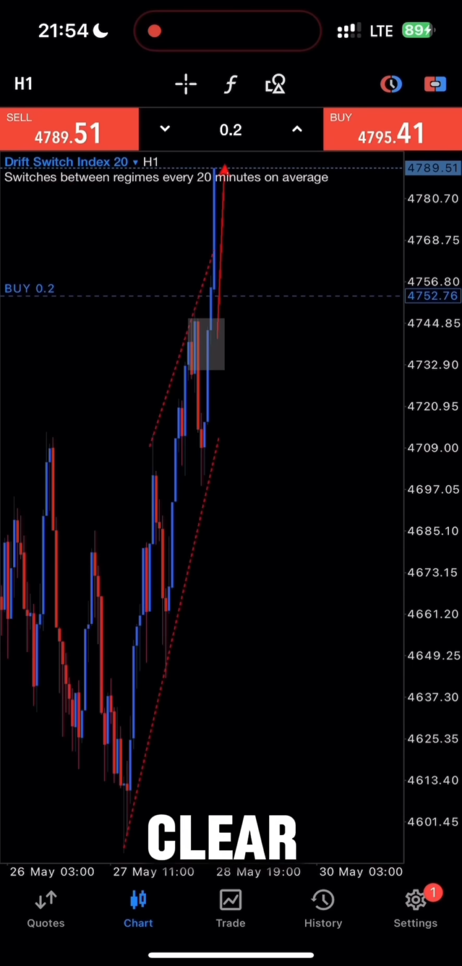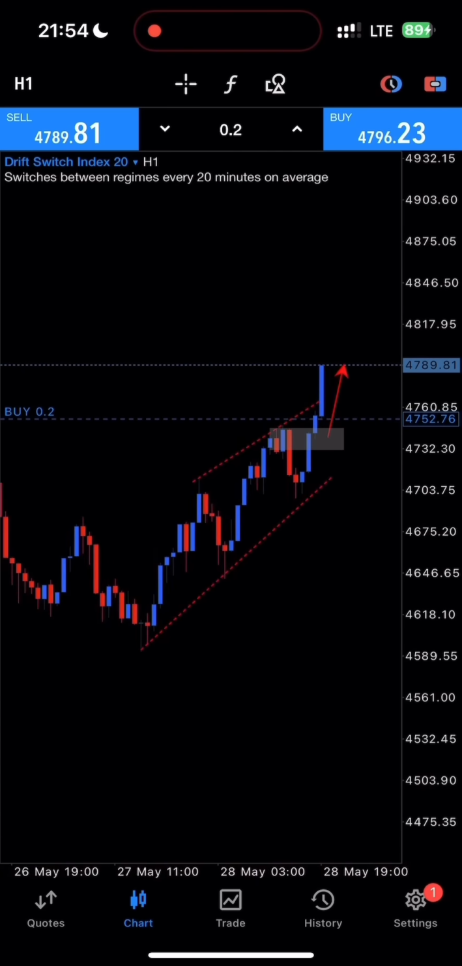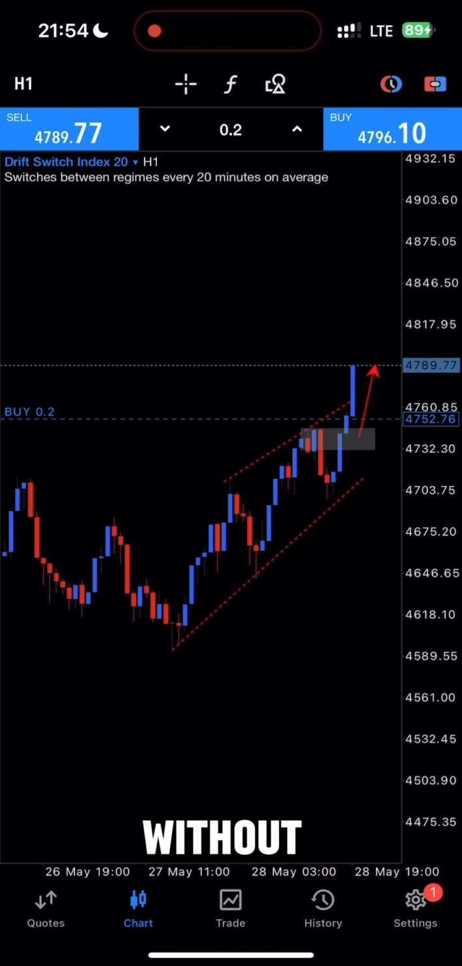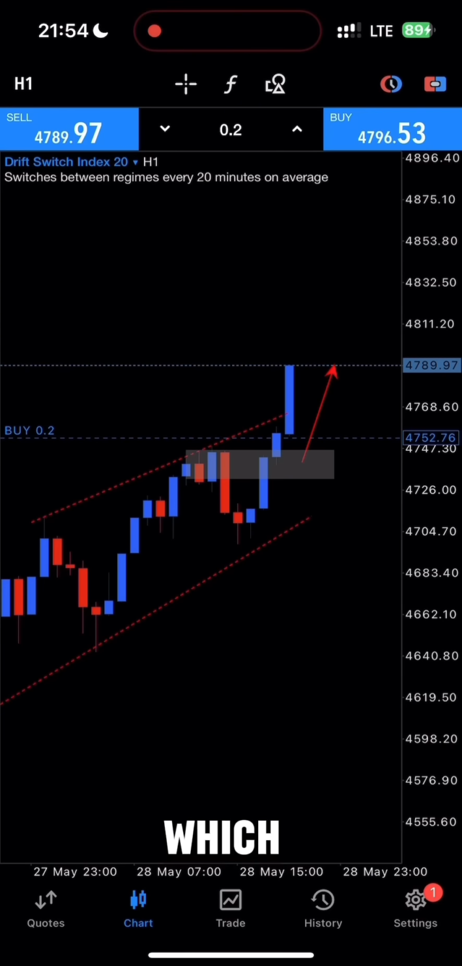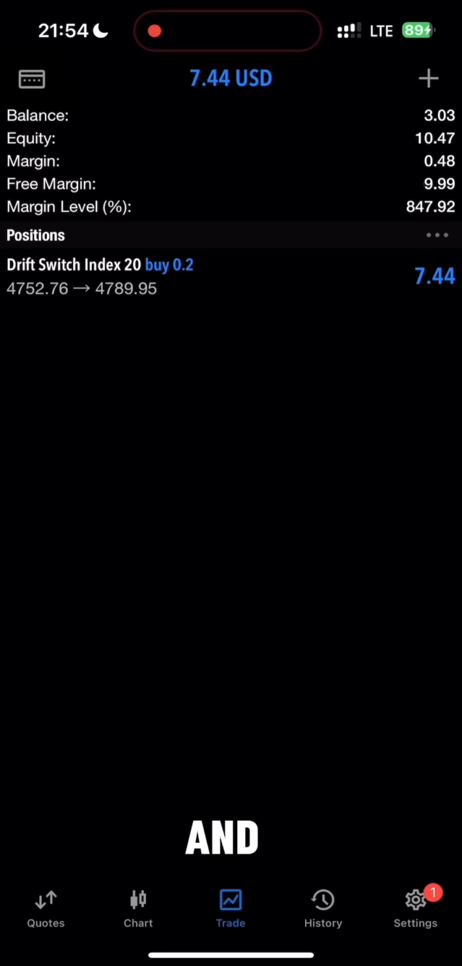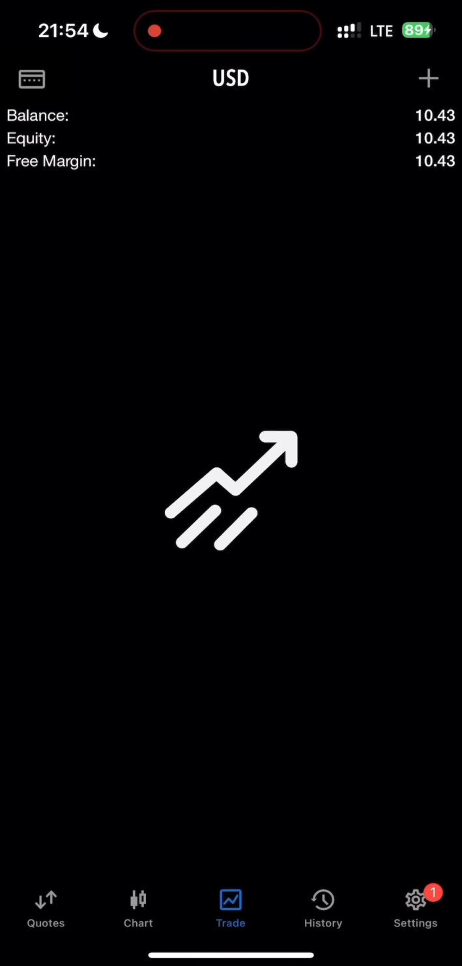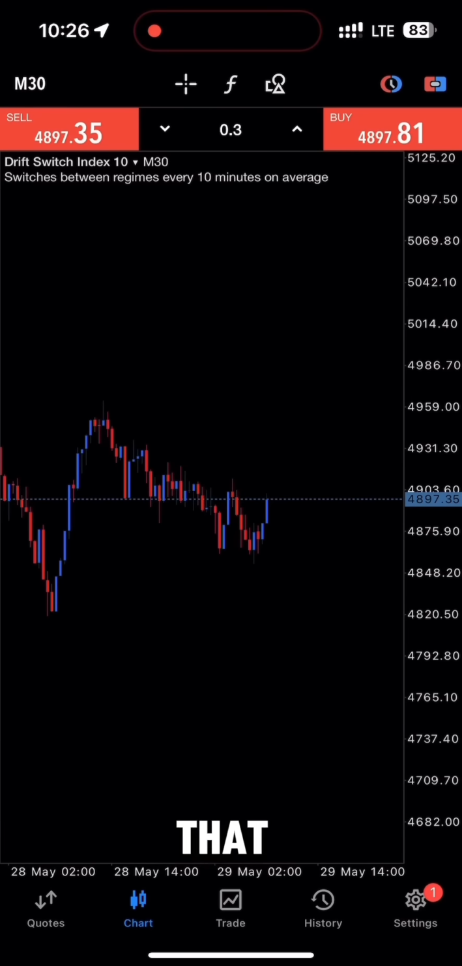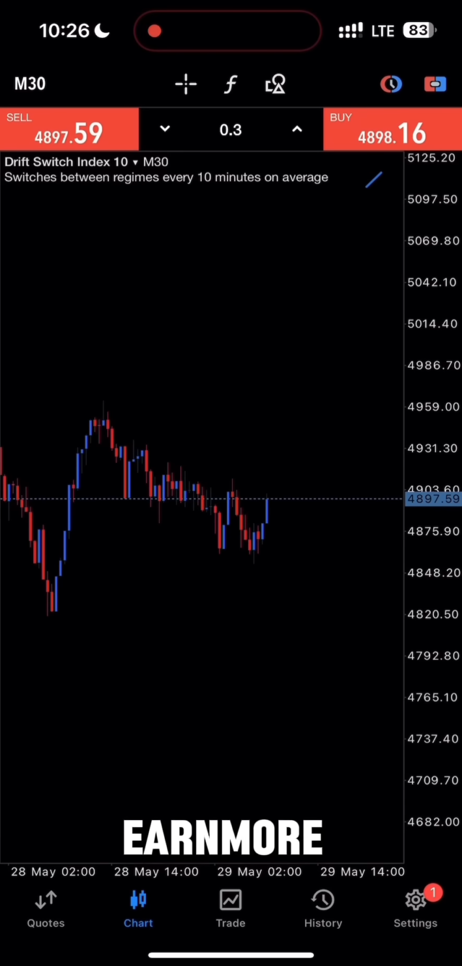This is a clear signal that it is follow direction and bought, breaking the trend line without even making a retracement or any reverse patterns. I have sold with 20 cents in Drift Switch 20 index, which was very reliable and safe as well. So I'm going to close my profit. Now we're in $10, which means I can leverage a higher position in the next trade and I can earn more.